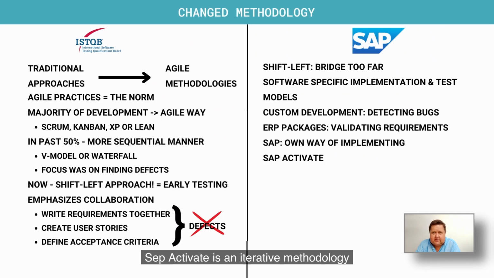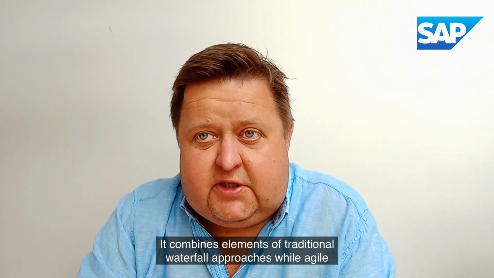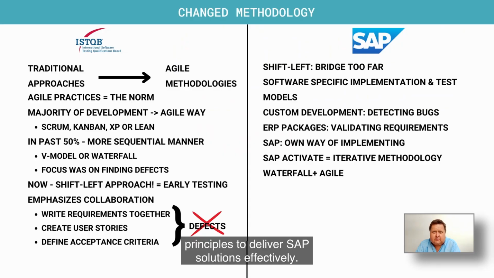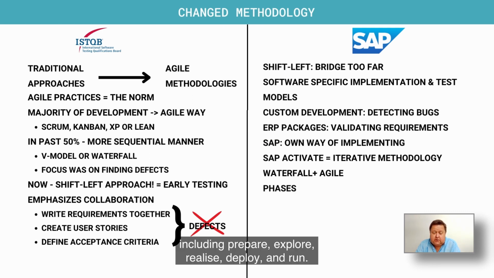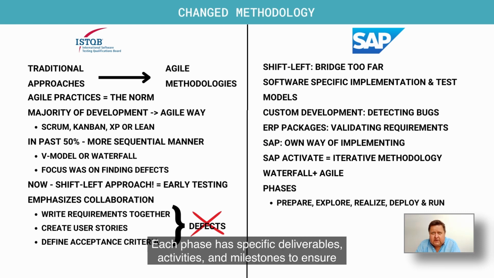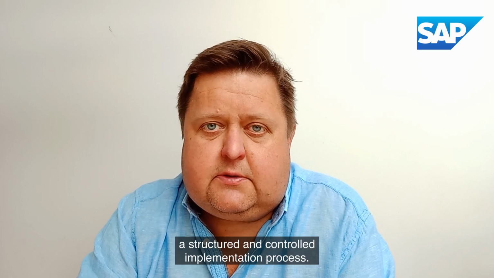SAP Activate is an iterative methodology specifically designed for SAP implementations and upgrades. It combines elements of traditional waterfall approaches with Agile principles to deliver SAP solutions effectively. SAP Activate consists of several phases, including prepare, explore, realize, deploy, and run. Each phase has specific deliverables, activities, and milestones to ensure a structured and controlled implementation process.